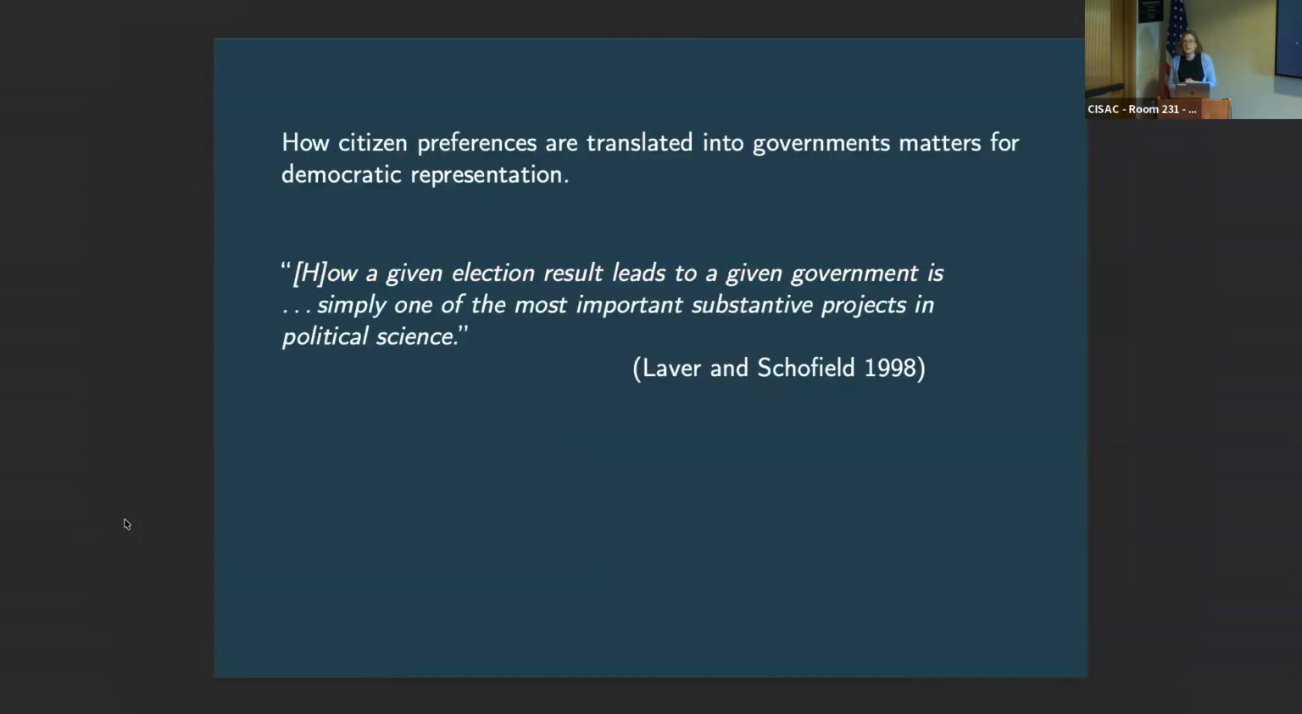Before I get into details, I want to say a word about why government formation matters. So in parliamentary democracies, election results don't tell us directly who governs. What really matters is how the election results get translated into the government. So which parties get in, who gets the prime ministerial position, how is power shared across parties. And these things affect policy outcomes and accountability and representation, and can vary dramatically even when the election results look pretty similar. So what this means is that understanding government formation is central to understanding how democratic politics works.